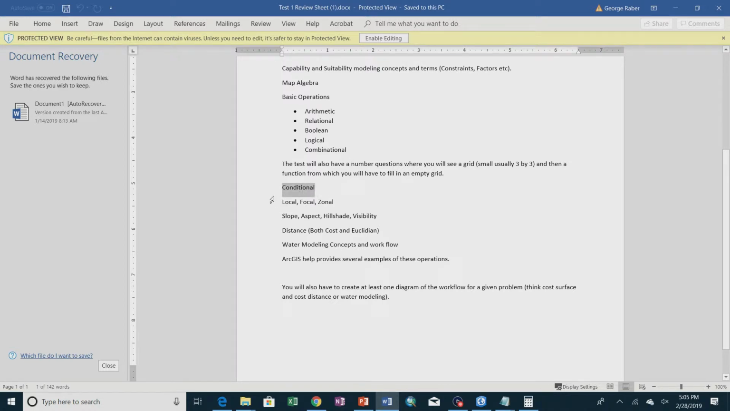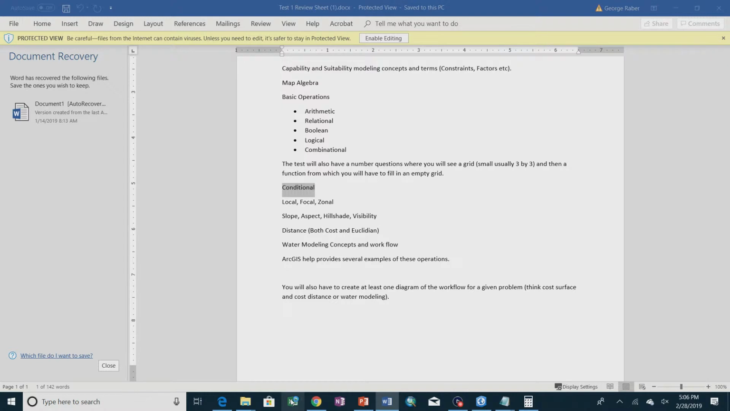You should really understand what a conditional operation is and how it works. You should be able to read a conditional operation and say, okay, if this condition happens, then the result is going to be this. If this condition doesn't happen, the result's going to be something else. And if I present a conditional operation and then ask you to fill in what the values will be, you should be able to do that.